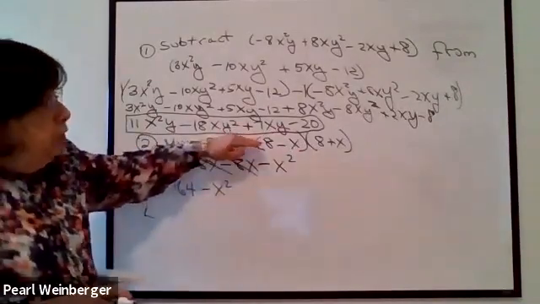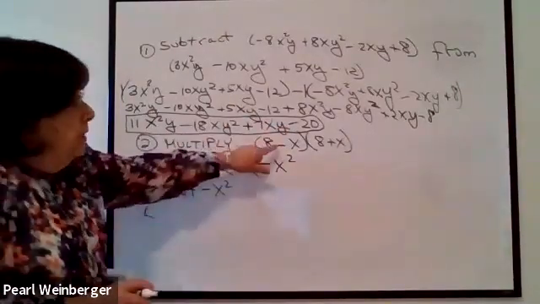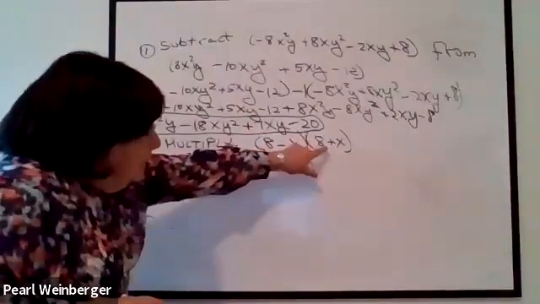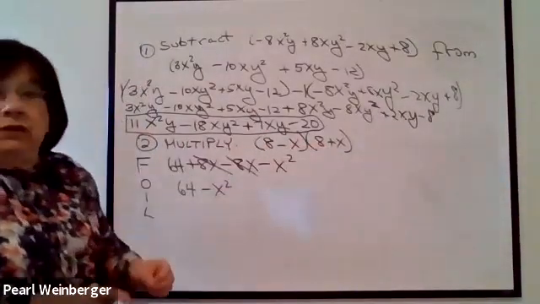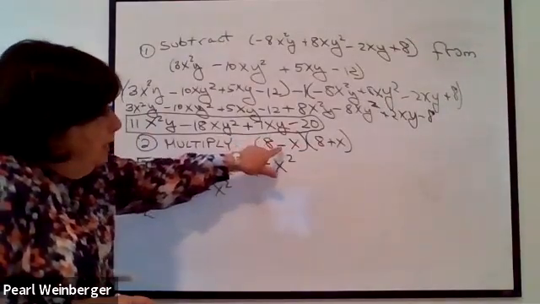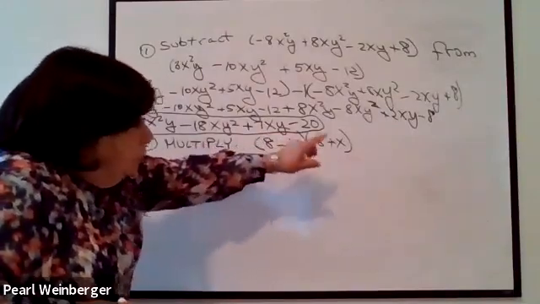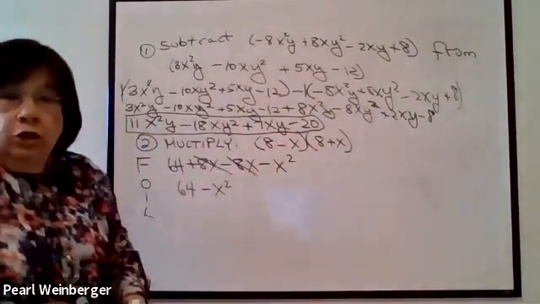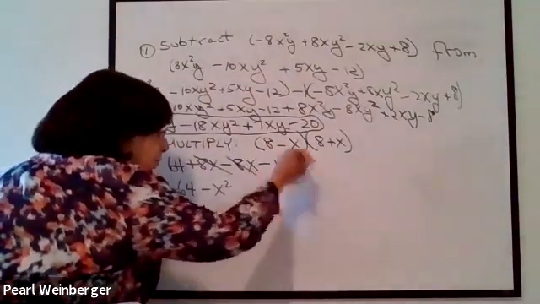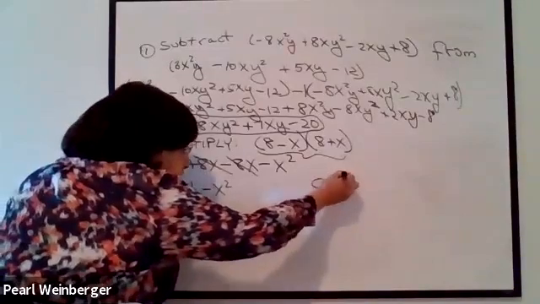And actually, if we look at the pattern, we will see that the binomials we were multiplying together looked very similar. They were identical except that one had a minus between the two terms and the other one had a plus. Those types of binomials are called conjugate binomials.